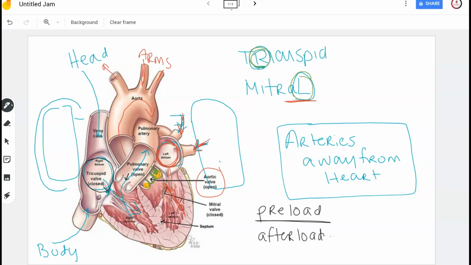Now, afterload, here we'll probably talk about afterload a lot. Afterload is important in so much as a lot of disease processes deal with afterload, right? So acute pulmonary edema, there is a sudden change in afterload. Afterload is the pressure in the body that the left ventricle has to push against.